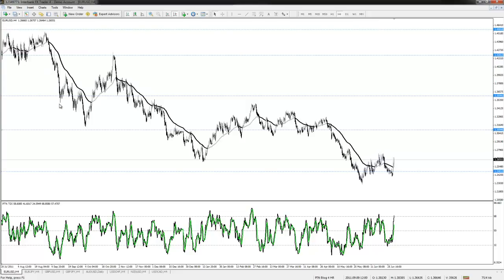When this low was formed, it was a new structure low. It was lower than all of these previous lows, and so on. So notice that key price levels and key support and resistance levels tend to occur at these new structure highs and new structure lows. Here's a new structure high. Why is this a new structure high?